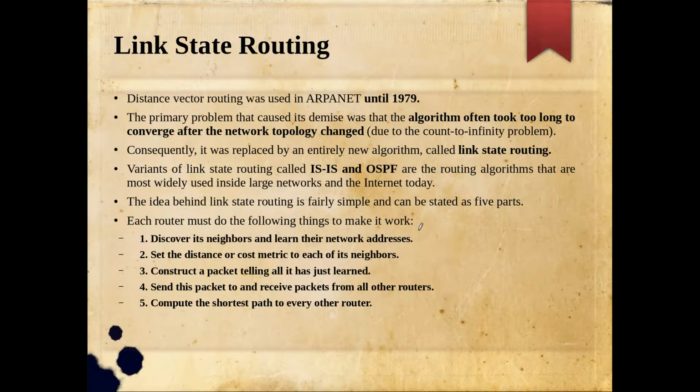So 3 steps were over. First it learns its neighbors, followed by the cost metric, and then puts all of them into a link state packet. Step 4, send this newly created link state packet to, and receive packets from, all other routers. It will send that link state packet to everyone in the network, and each one will be receiving such packets from other routers. Here we are not just talking to the neighbors, but sending the information about the neighbors to everyone in the network. That is the main difference from distance vector routing.